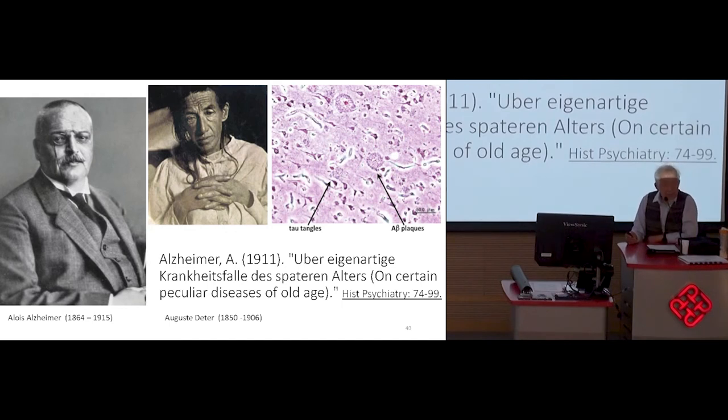But not everybody is fortunately spared. This is a portrait of Alois Alzheimer. And in 1911, Alzheimer wrote on certain peculiar diseases of old age. This was the patient, Auguste Deter, that he was caring for. And again, using this microscope, he noticed there are two very distinctive abnormalities in her brain cells. One called tau tangles, and one called beta amyloid plaques. Plaques are outside of brain cells, tangles are within brain cells.